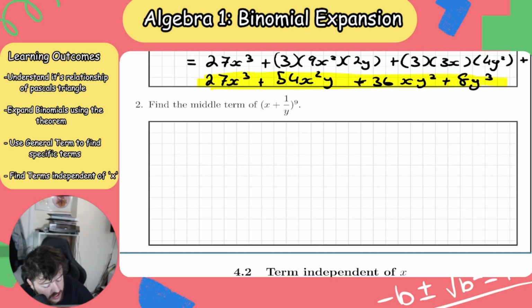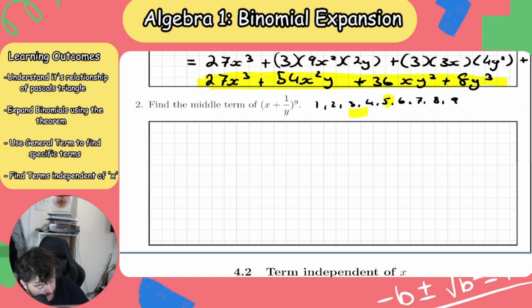We want to find the middle term. So you have to think, what's the middle term? Well, it's bang in the center. If you look, you have the first term, second term, third term, fourth term, fifth term, sixth term, seventh term, eighth term, ninth term. I notice here the fifth term is bang in the middle because I have 4 to the left and I have 4 to the right.